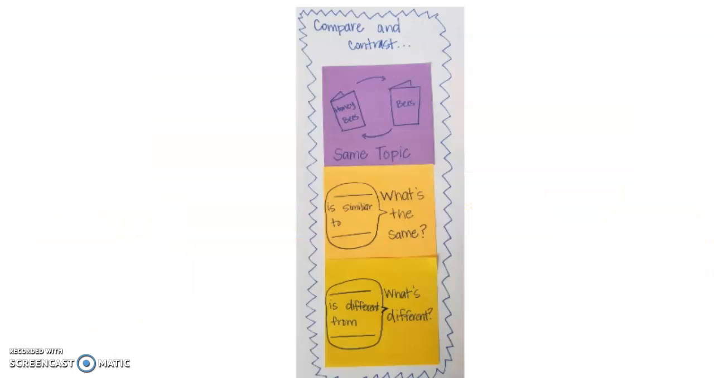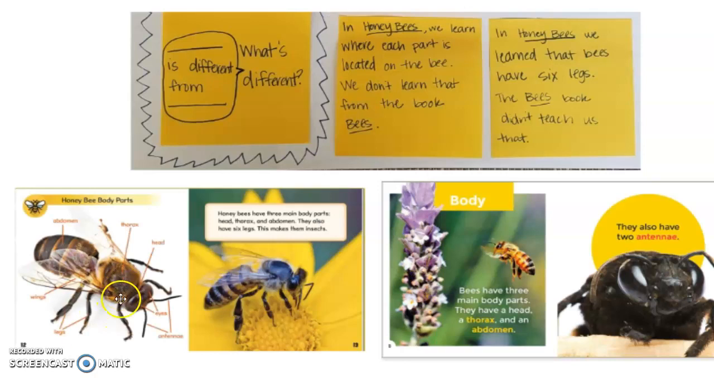We also want to think about what is different in the two books. Well, in honeybees, we learn where each part is located. We didn't learn that in the bees book. And in honeybees, we learned that the bees have 6 legs. The bees book didn't teach us that either.